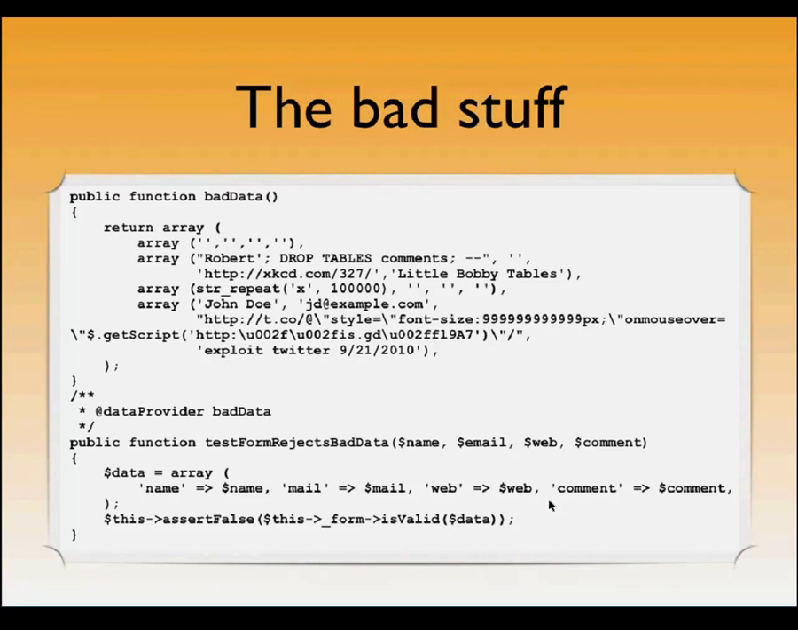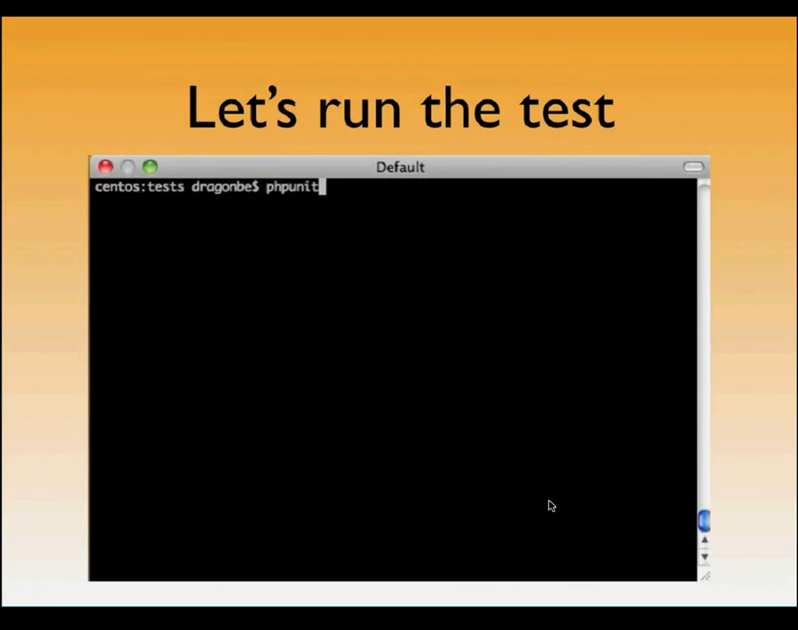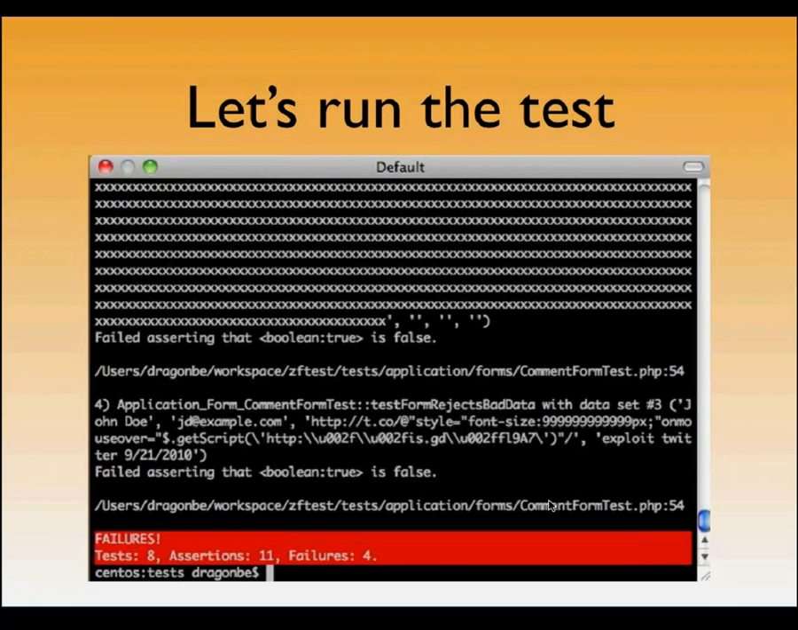So you have the data provider with bad data. Same thing as with good data. You pass it through, and you assert false that the form is valid. Of course, this code will not succeed because we don't have a form class. So we create it, and we leave it empty. And when we run the test, we see that it failed.